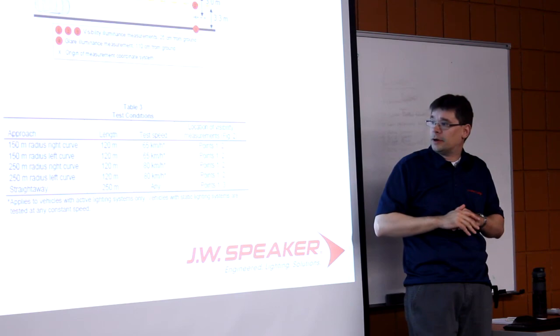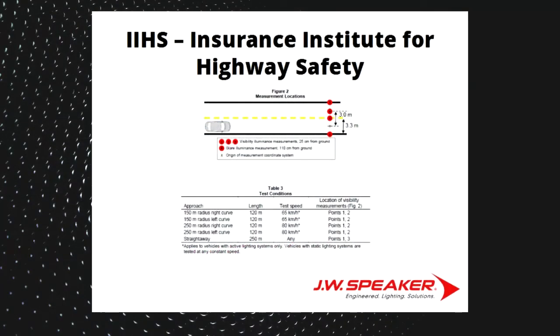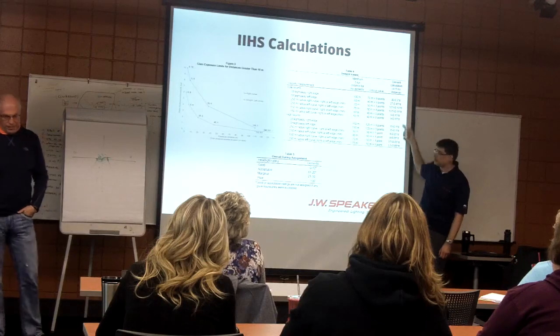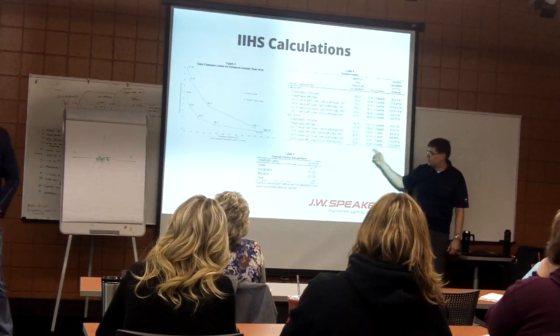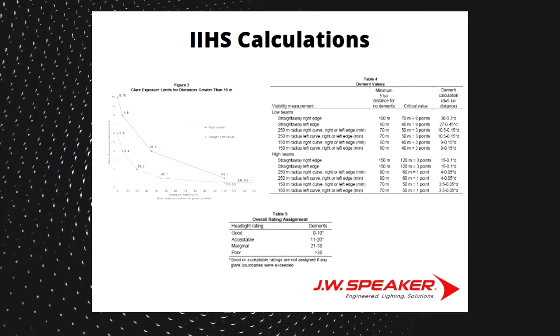But they do evaluations on a straight road and on left curves and right curves. And they have, these are all here, various curve sizes and straightaways. They measure at various points. Then they have a whole system of calculations on how far the light reaches and how much glare there is. And based on that, there's a formula that they go through, and then you calculate certain demerits. And the higher number of demerits you have, the worse your lamp is.